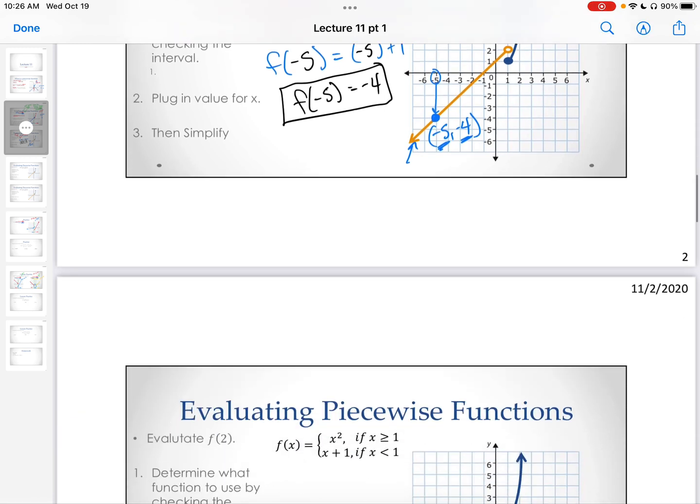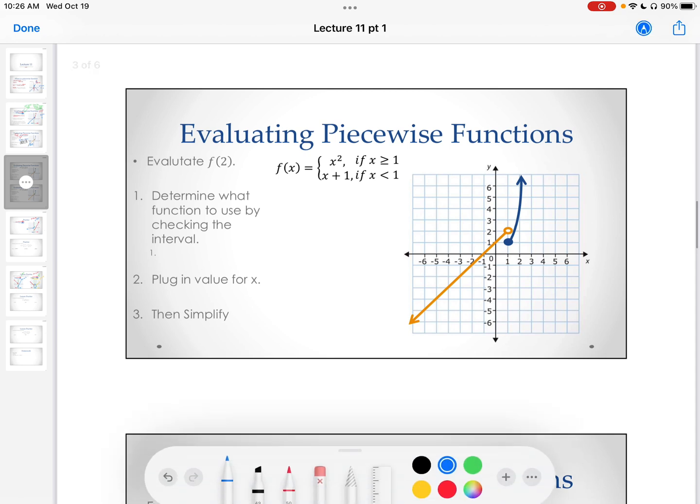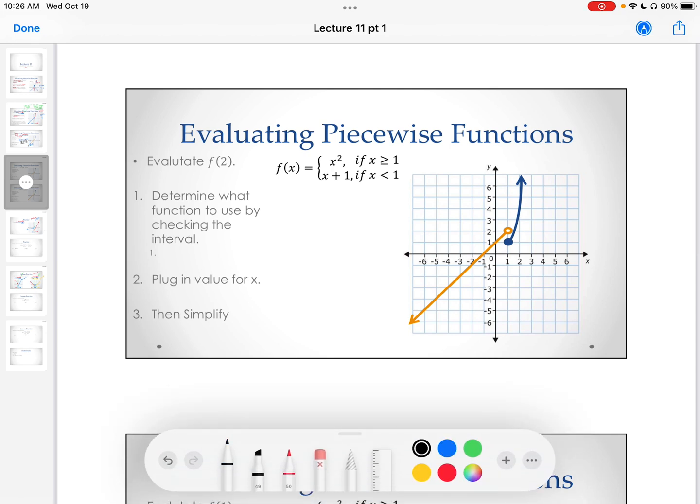A couple other practice ones here. Evaluate f of 2. This right here is telling us that my x is 2. So we'll run through the same thing. f of x equals x squared if x is greater than 1. So if x is greater than 1, is 2 greater than 1? Absolutely it is. So we are going to do f of 2.